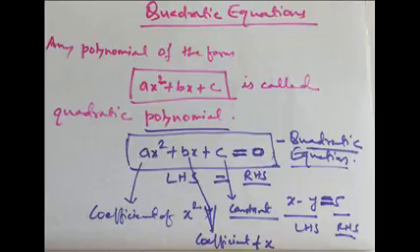Okay, so here you can see ax square plus bx plus c is called a quadratic polynomial, whereas ax square plus bx plus c is equal to 0 is called a quadratic equation. So it should be of this form, where a is the coefficient of x square, b is the coefficient of x, and c is the constant.